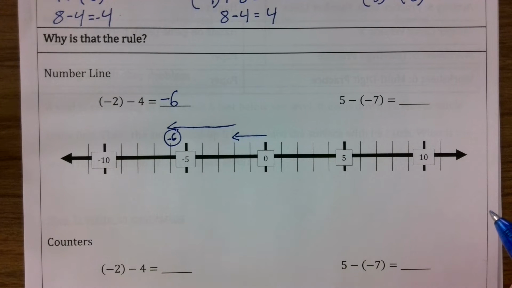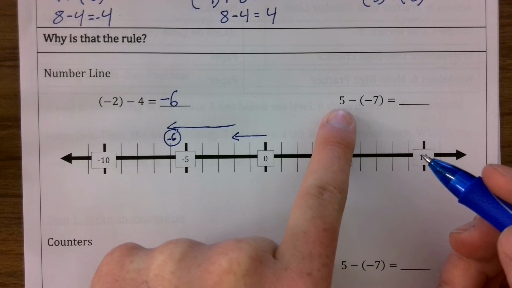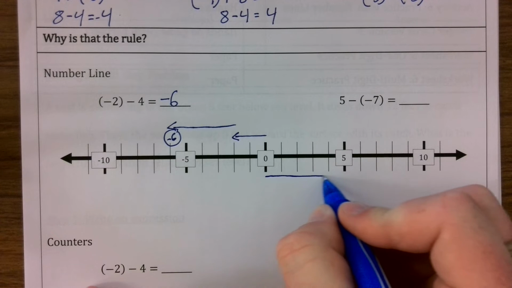The tricky part is when you're subtracting a negative, is when it gets a little bit complicated. But it still works. So let's look at this one. We're starting at positive 5. So I'm going to go from 0 to positive 5. There we go.